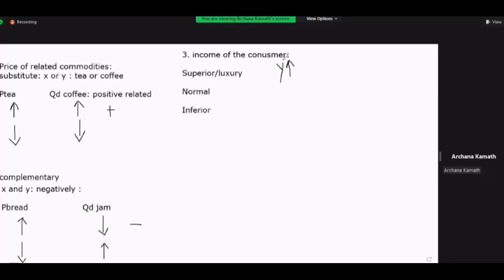When there is a change in the level of income and demand is changing in the same direction, that is, there is a positive change in the level of income and demand for a commodity, then you can say that commodity falls under either the superior commodity or normal commodity.